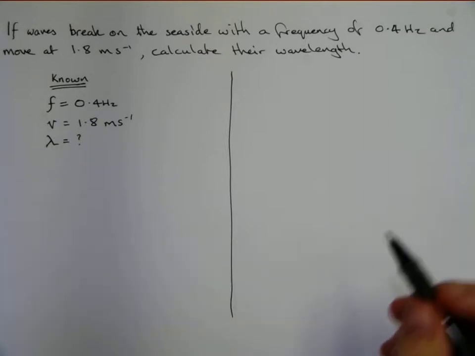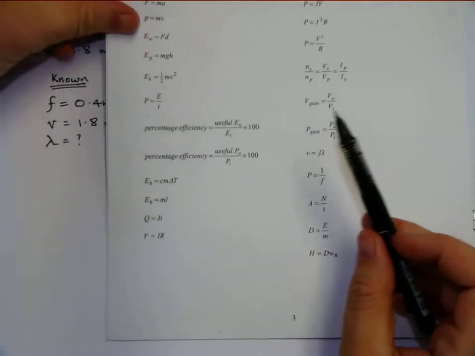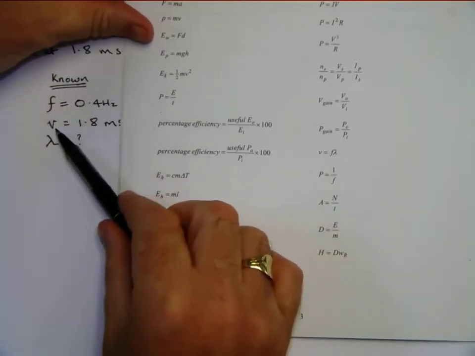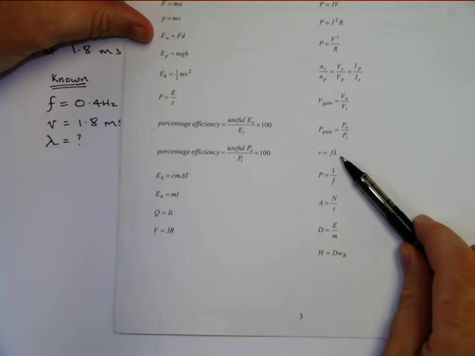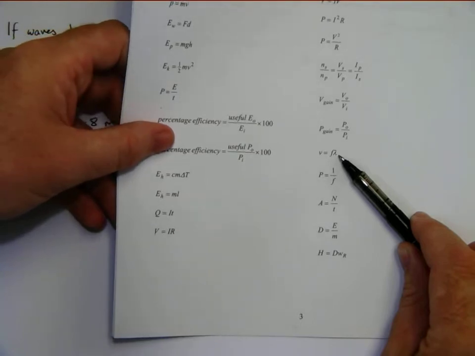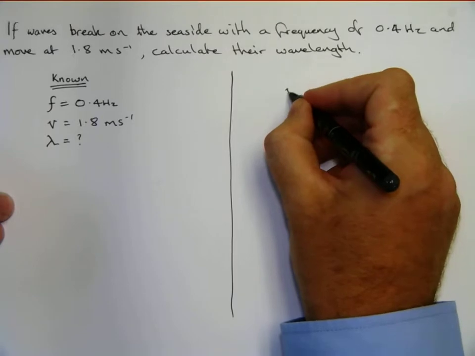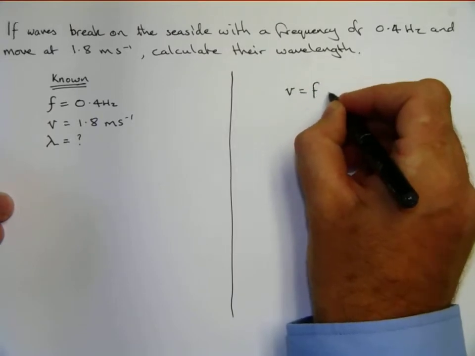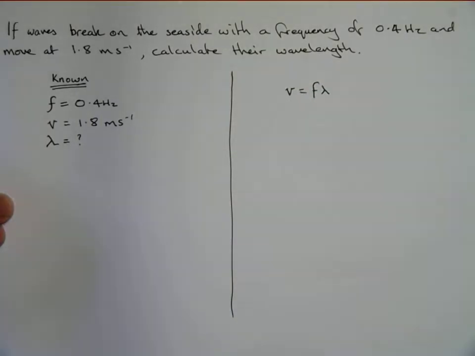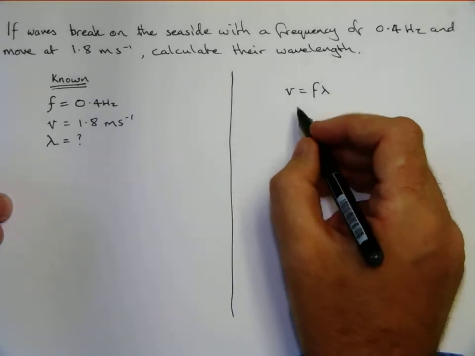Okay, so what do we do now? Well, we could look up the equation sheet, and for this particular equation, since we know f, v and lambda, this equation is what we're after, v equals f lambda. So we'll write that down exactly as it is, v equals f lambda. Now we need lambda at the front, which is the wavelength, of course.